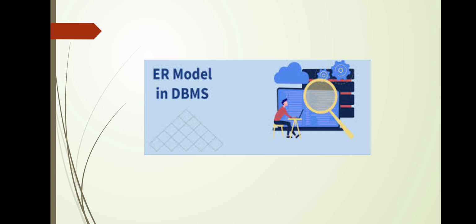Next one is the ER model in DBMS. ER model stands for entity relationship model. It is a high-level data model. This model is used to define the data elements and relationships for a specified system.